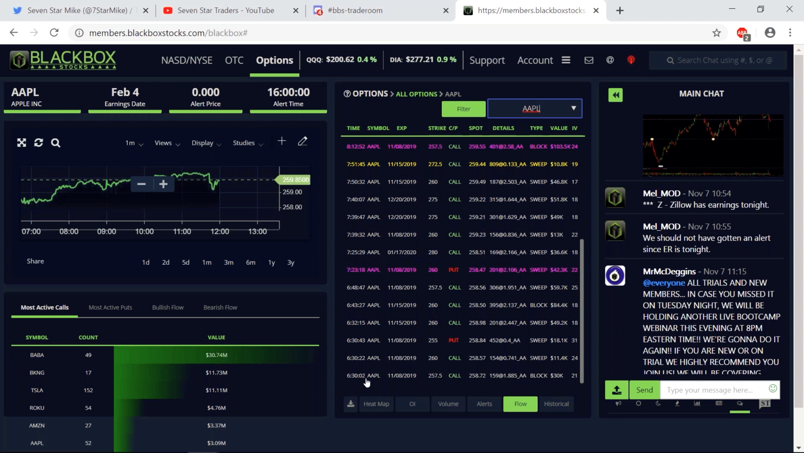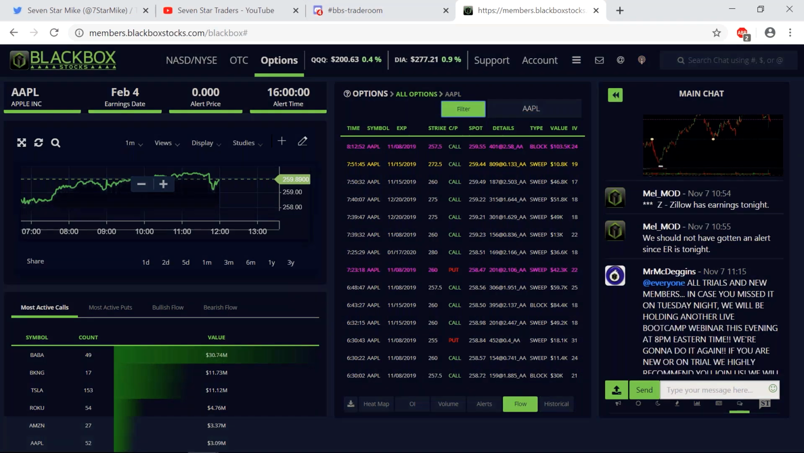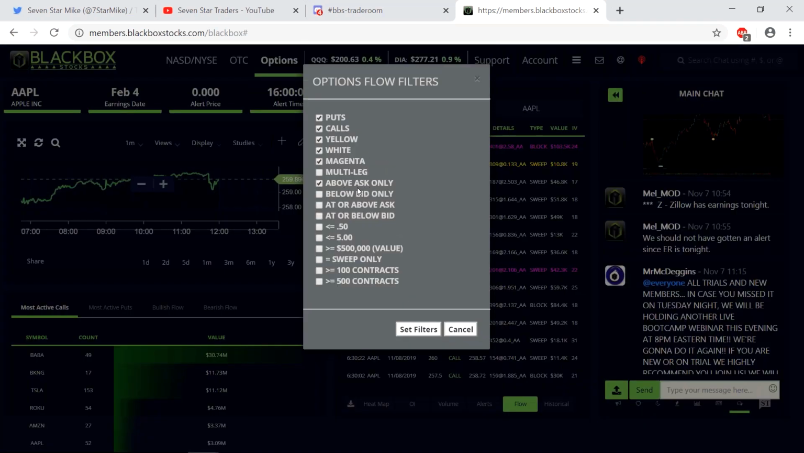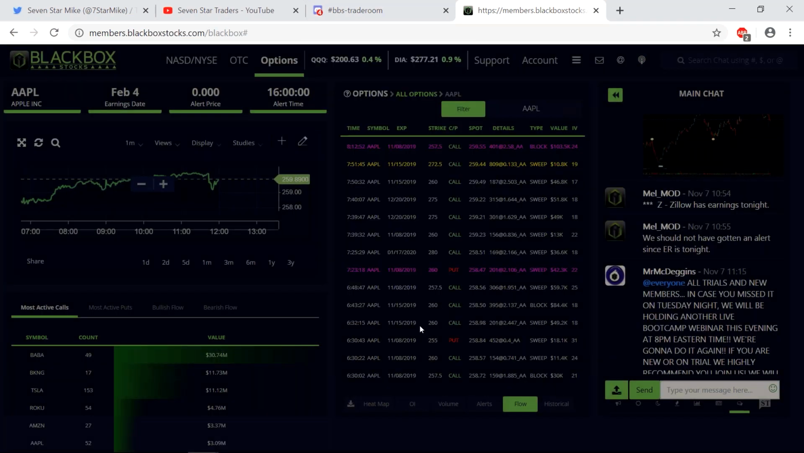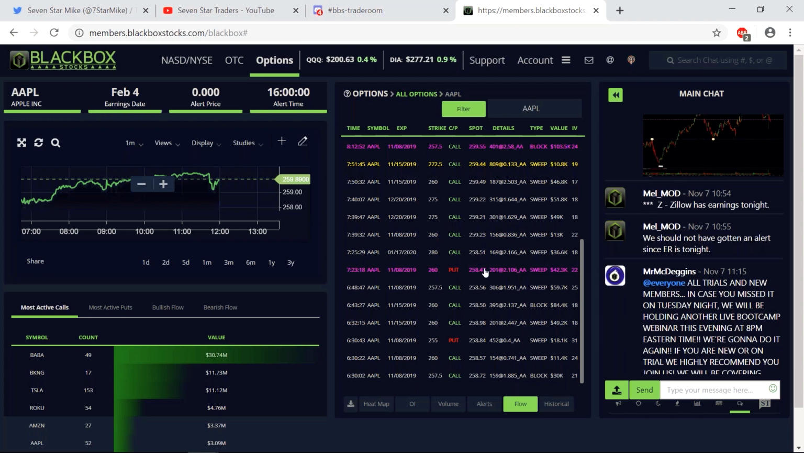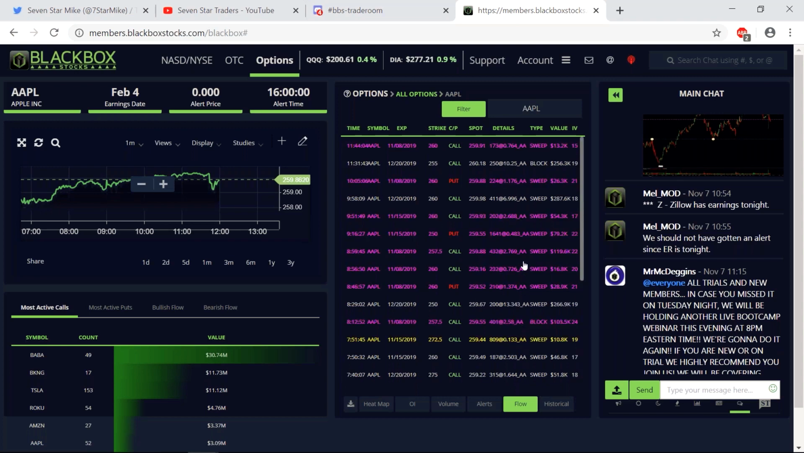So the first thing I like to do for Blackbox is hit this filter button. Come over here to above ask only, make sure that it's set. So the only thing I'm seeing on my screen as the day begins are the above ask trades that the algos are picking up. And whatever that one is, it's again just showing me a sense of urgency to get into that trade. So I typically follow that one.